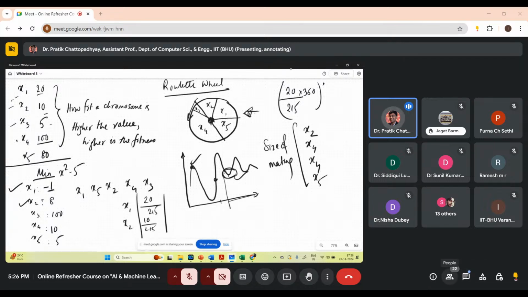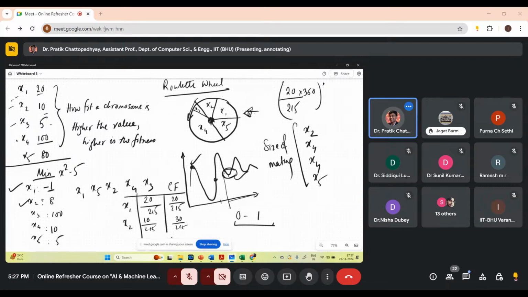And then you compute the cumulative fitness values. So here it will be 20 by 215. This is 20 plus 10, so 30 by 215 and so on. So cumulative fitness values we can compute. So finally we get some values in the range 0 to 1. So next you generate some random number in this range.